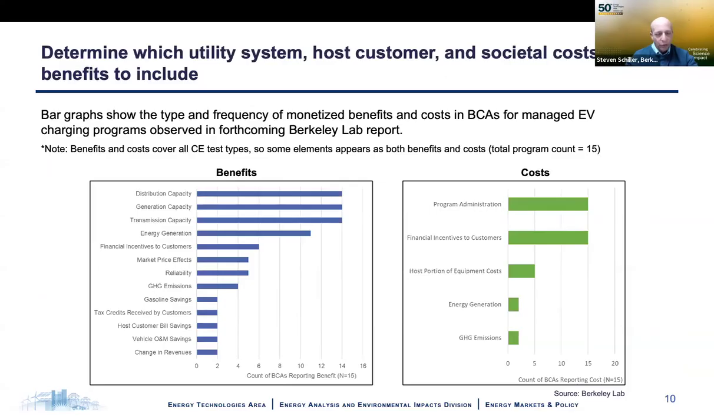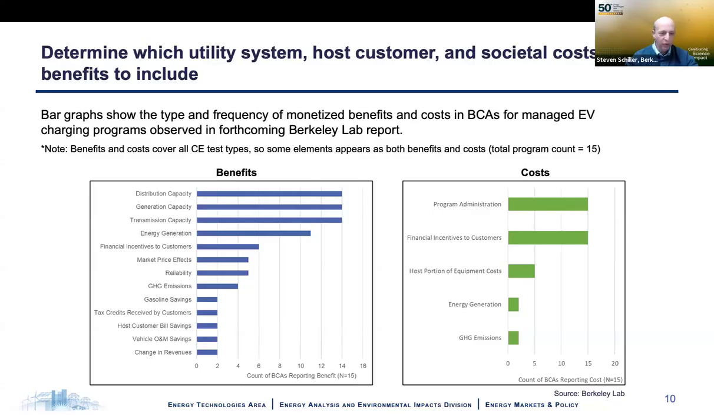So now turning to which costs and benefits to include, again, the categories in general are the utility system, the host customer, or the societal costs and benefits. And these graphics here, I'll read some of the line items. I realize it's pretty small. This is from a forthcoming Berkeley Lab report that looked at the types of costs and benefits that were included in many of these managed charging benefit cost analyses that have been done around the country.